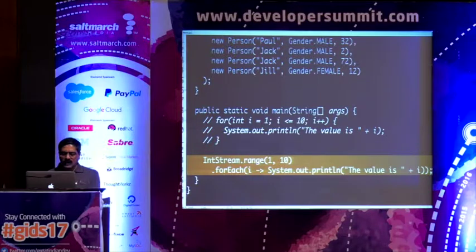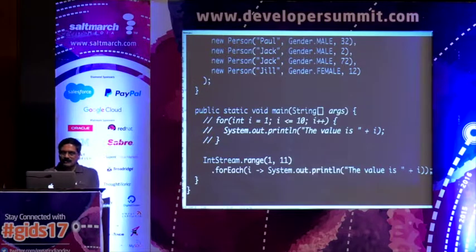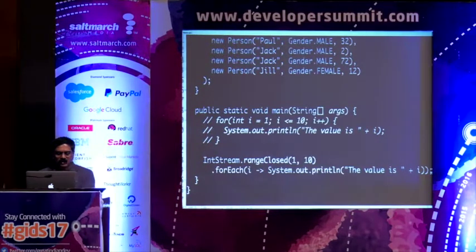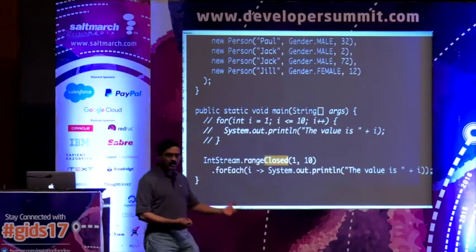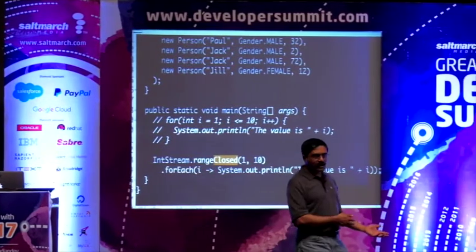So one way to do that is to say 11 over here. But that doesn't feel good, because we're saying put one more. What you can do is you can say rangeClosed, and that goes from 1 to 10. So range will stop one before the endpoint. RangeClosed will include that as well. So if you wanted to use a less than, use range. If you wanted to use the less than or equal to, use rangeClosed.